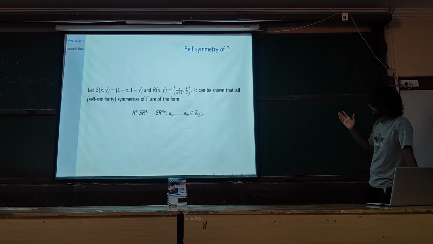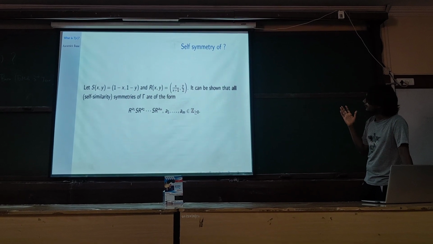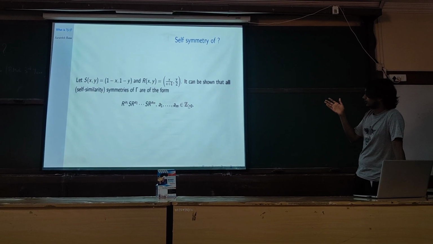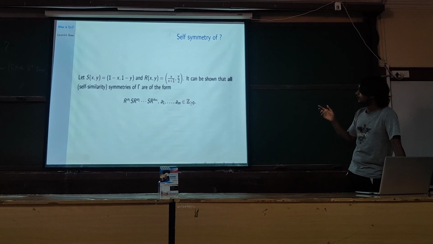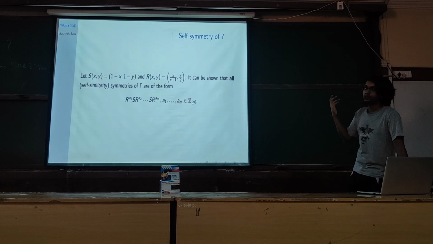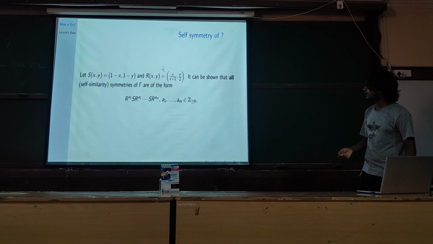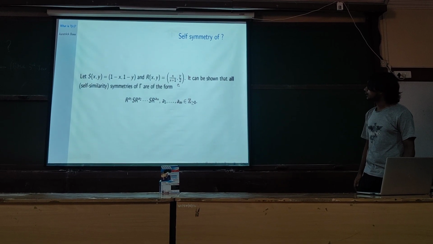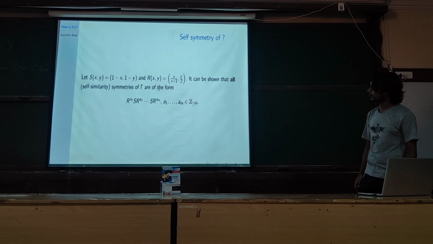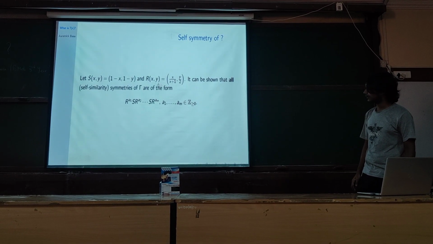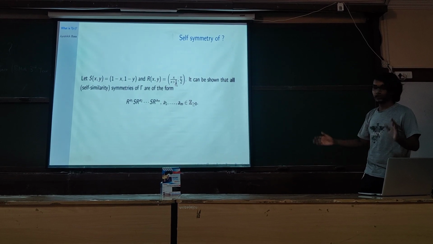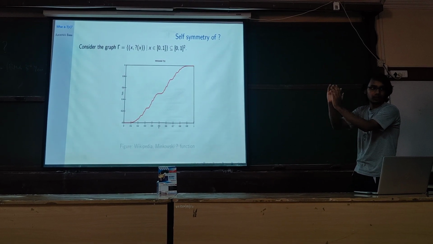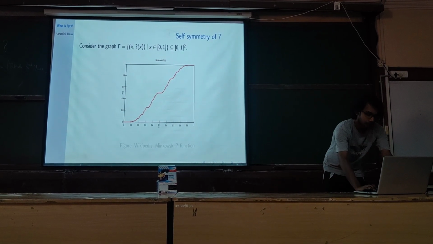And what can in fact be shown is that all the self-similarity symmetries of the graph gamma are of the form R^a1 S R^a2 S, and so on up to S R^an, where I've used the fact that S is an involution, S squared gives you the identity. And note that you cannot plug in R to the power minus 1, for example, because this is not a bijection from the unit square to itself, whereas this is. So what this does is it basically shrinks the unit square. If I go back to the figure, it shrinks the unit square to its bottom left half square. So yeah, it's pretty clear.